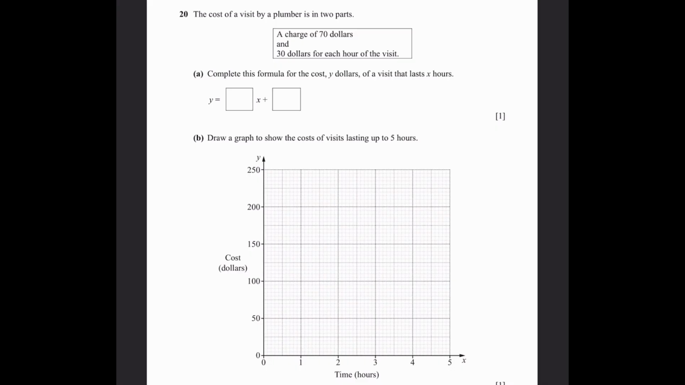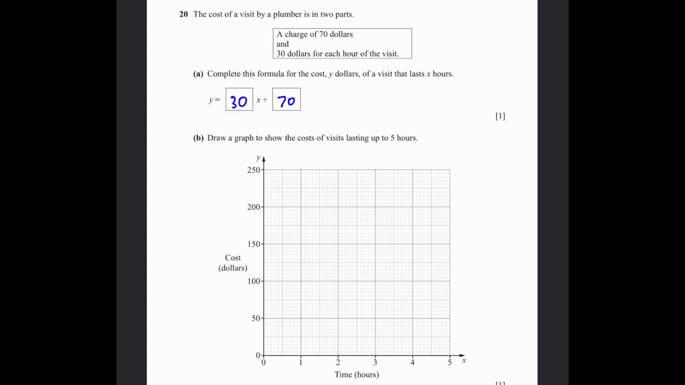Question 20. The cost of a visit by a plumber is in two parts. A charge of $70 and $30 for each hour of the visit. A. Complete this formula for the cost of a visit that lasts x hours. So a charge of $70, which means it's a fixed charge, and $30 per hour is 30x because every hour it adds another 30.